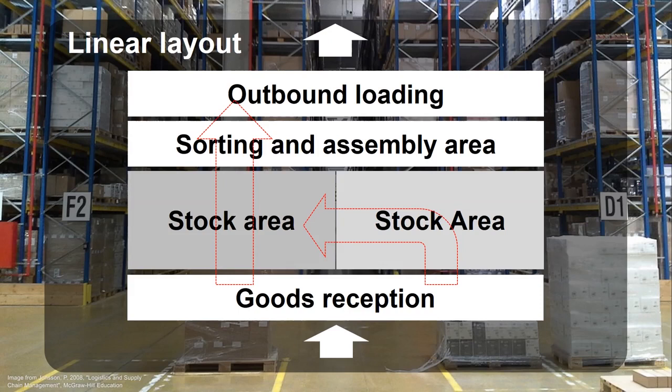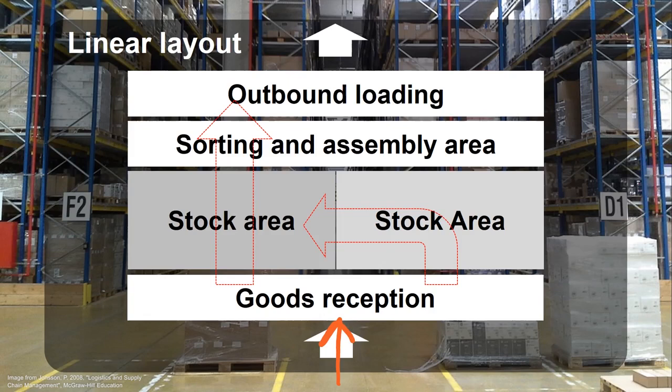One is called the linear layout. And this is, if we look at this schematic here as a building, we can see that products or goods are entering from the bottom here into some sort of reception area where goods are identified and then placed into one of these two stock areas. And they can be different depending on what type of product it is, for instance.